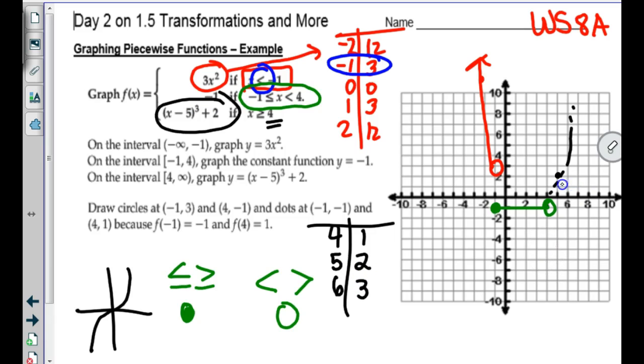So I don't need all of this. I need at 4 to be at 1, 5 to be at 2, but by 6 I'm at 3. Now it's looking linear. You're supposed to know that it's not a line, because it's a cubic. So maybe we should do one more point. 7 minus 5 is 2 cubed would be 8 plus 2, so if you go all the way out to 7, it's all the way up here already.